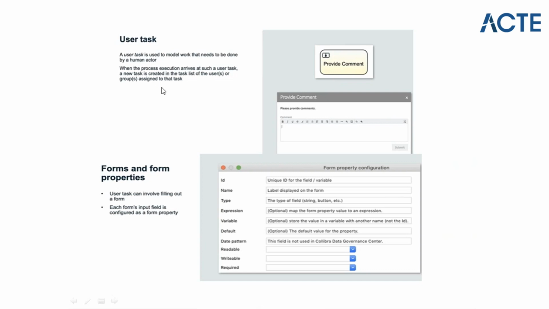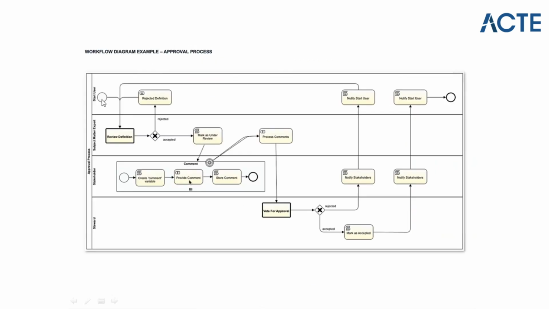When the process execution arrives at such a user task, a new task is created in the task list of the user. For example, in this case, while the workflow reaches this state, someone has started it, and the subject matter expert has reviewed the definition and accepted it. When the flow reaches the user task, the stakeholder will have a task assigned in Collibra's tasks. So if I am a business steward, I can check the tasks assigned to me. Likewise, this user task will assign a task to the stakeholder, and the stakeholder needs to act upon it.